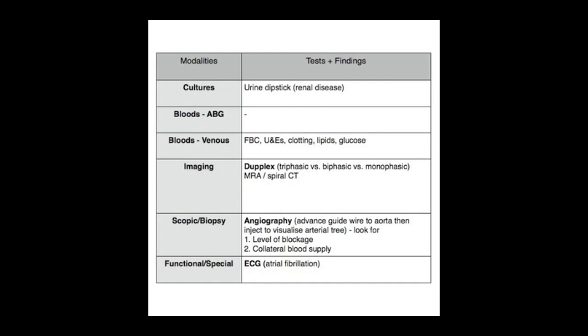In terms of investigations, as well as general investigations such as a full blood count, fasting glucose and lipids, ESR-CRP, an ECG should be taken to look for atrial fibrillation, which could result in emboli being thrown off into the peripheral arterial system, as well as specific investigations to assess the level of severity of disease in the peripheral arteries.